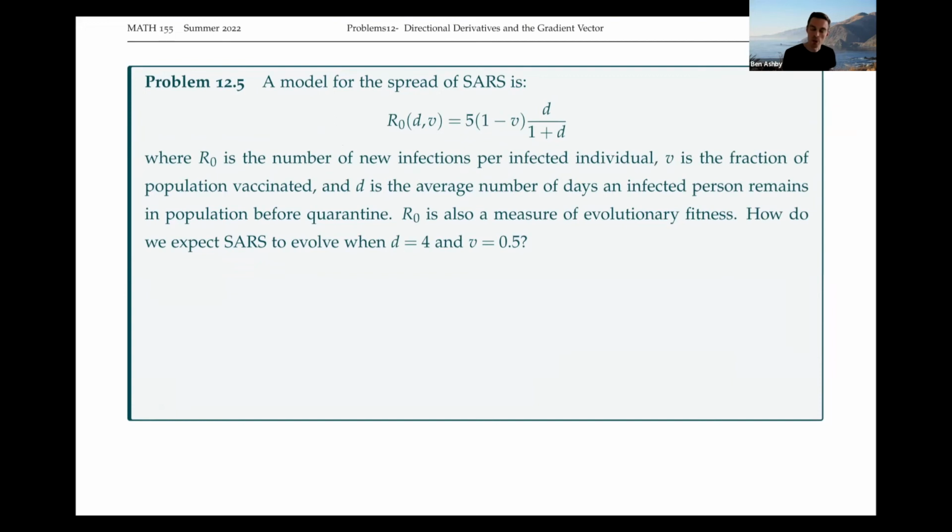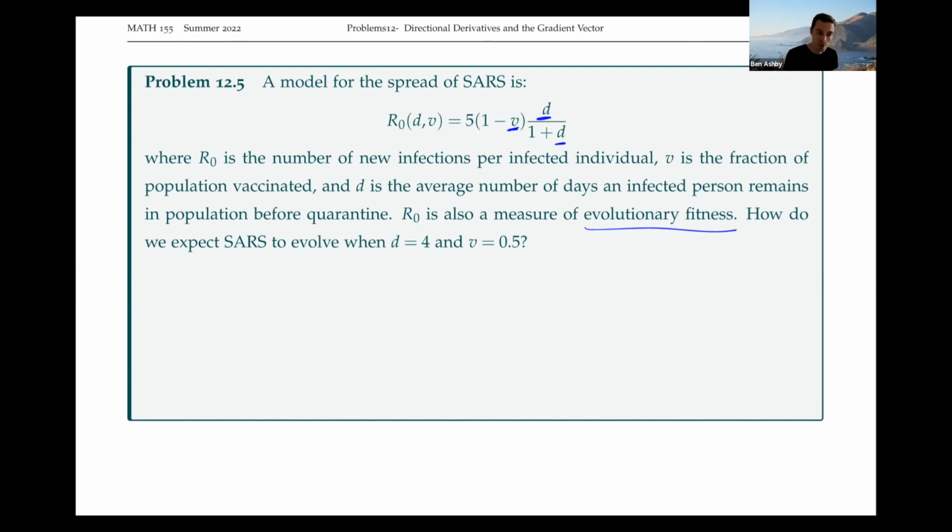Now, we talked about this model previously in terms of public health control measures. So should you vaccinate more people, or should you try to quarantine them? We can also think of this R0 as a measure of evolutionary fitness from the perspective of a virus. And viruses can evolve, so they can evolve to escape vaccines, so they could decrease v, for example, or intuitively, they could also evolve to have a longer infectious period, so they might be able to evade detection, and therefore an infected person remains in the population for longer.